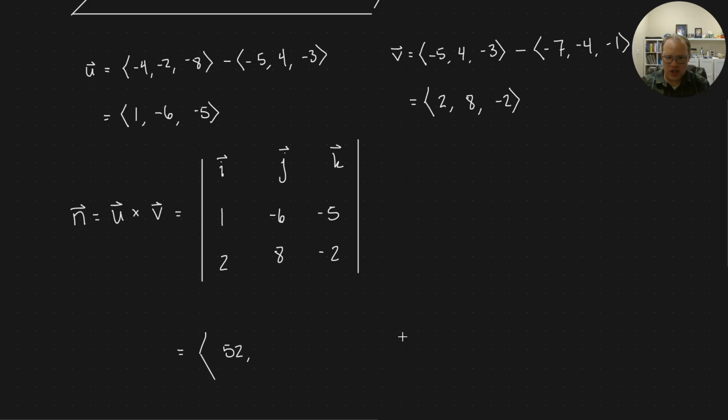Okay. For j, I get -2 minus -10. So -2 plus 10 is 8. And since it is the j component, I swap signs, right? Remember, you swap signs. Plus, minus, plus, the sign you put in front. Okay. And then for the k component, third component, 8 minus -12. So that's 8 plus 12, that's 20.